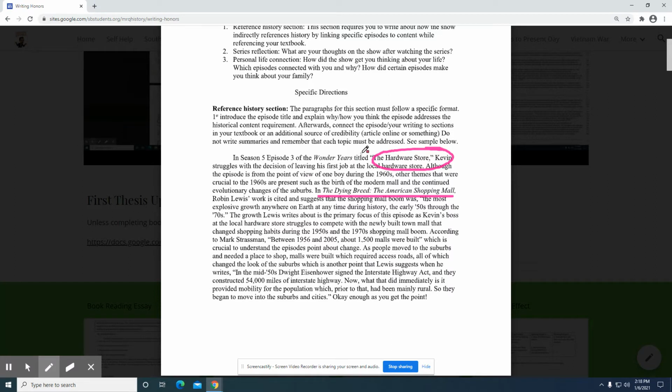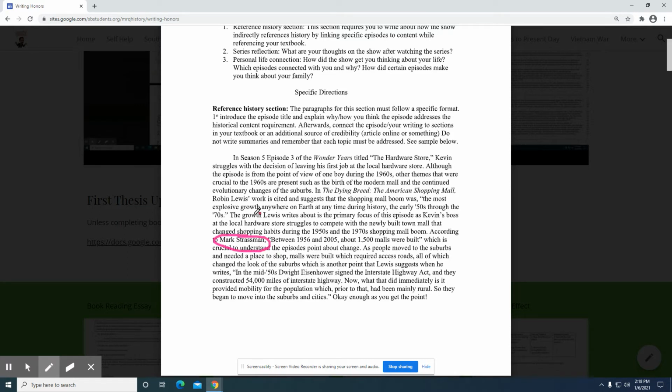So notice what I'm doing here. I'm using the episode summary, and then I'm connecting it to some of the content. So that's kind of what is going on here. You need to make sure you do that. Again, you just cannot give me a summary of these episodes. The expectation is you give me the summary, but you also have some sources to back up.